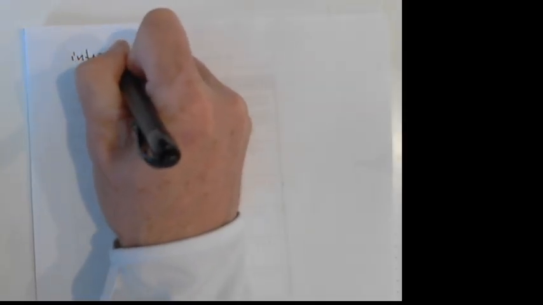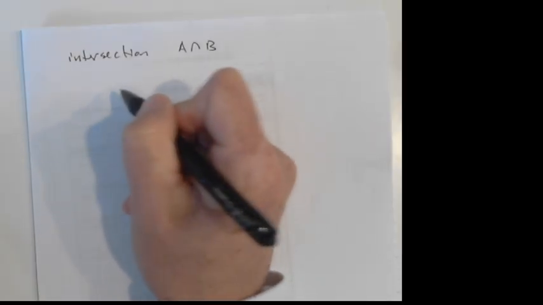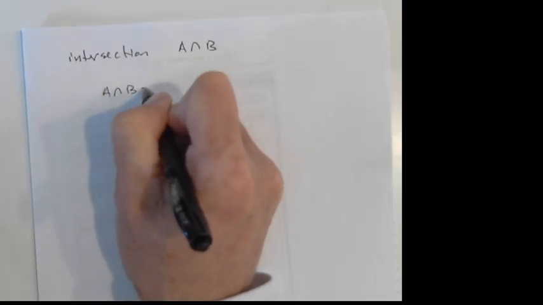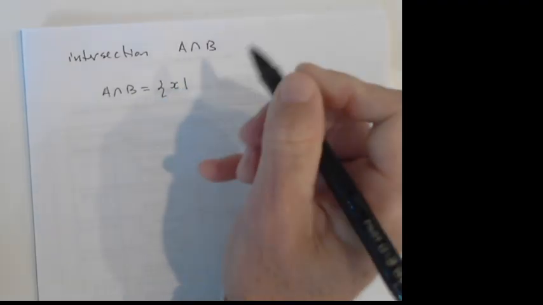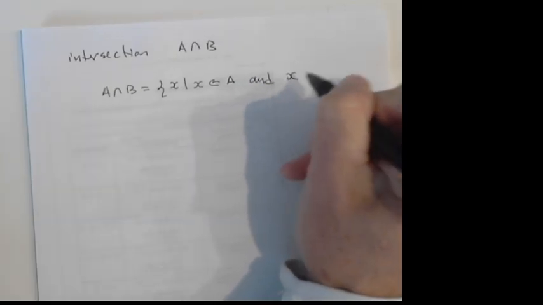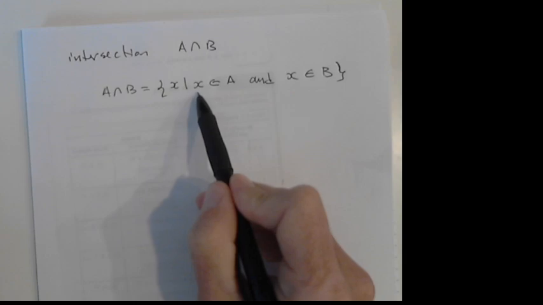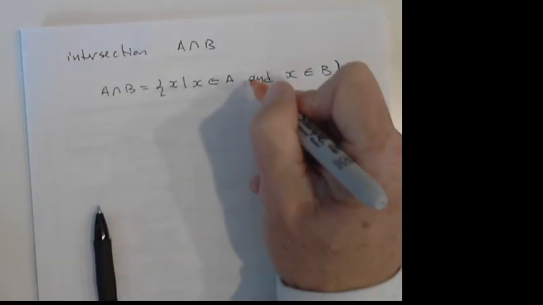So the first operation is called intersection of sets A and B. The intersection of A and B is all elements such that X is an element of A and X is an element of B. That's the proper terminology, but in my language I prefer to say X is in A and also is in B. Remember that and is very restricted.